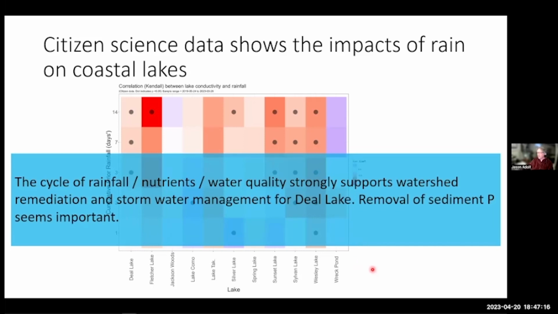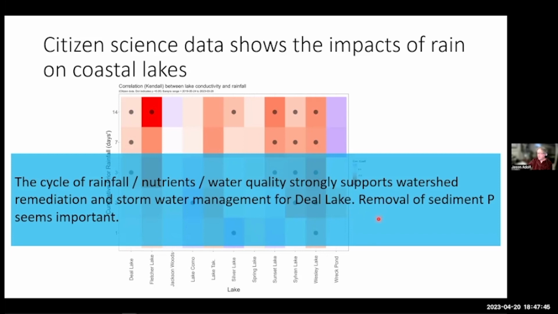But overall, I think that one of the things this data shows and supports, and is related to things Steve was saying, is that the cycle of rainfall, nutrients, and water quality strongly supports the need for further watershed remediation and stormwater management to improve the water quality of Deal Lake. That's where it's got to happen.